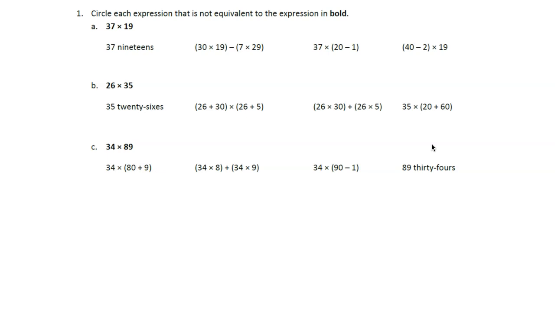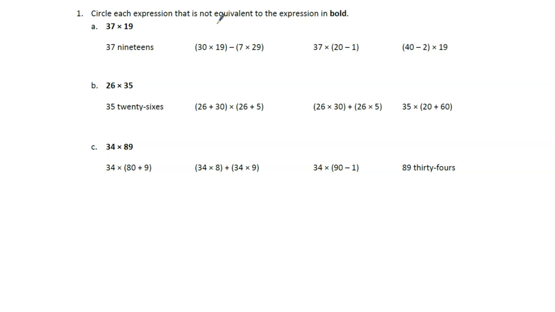We're looking at lesson 4, module 2, topic B, lesson 4. All right, and then our objective says that we're going to convert numerical expressions into unit form as a mental strategy for multi-digit multiplication. So let's take a look here. Number 1 says, circle each expression that is not equivalent to the expression in bold. So we're looking for the ones that are not equivalent.